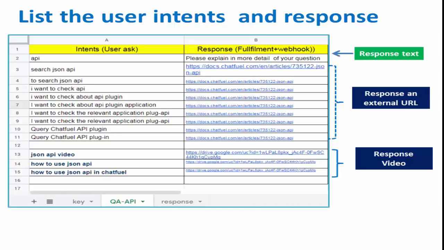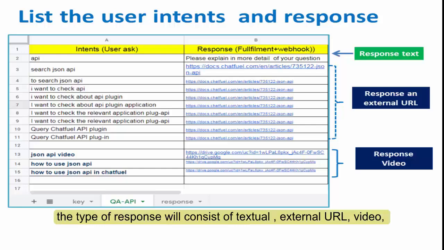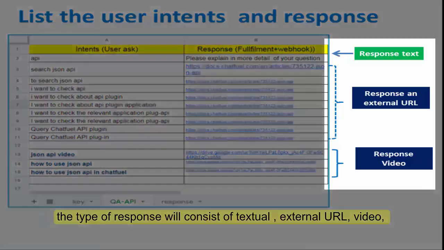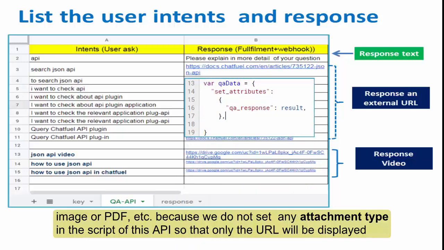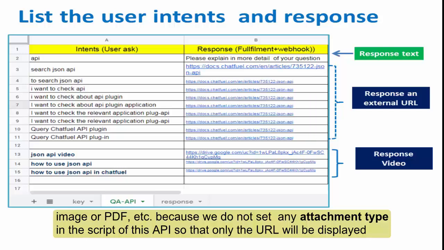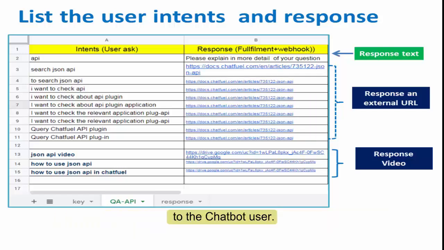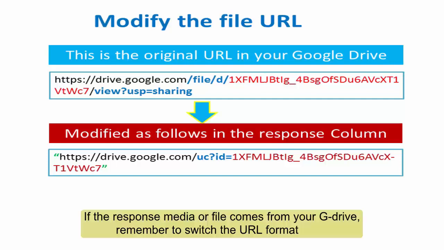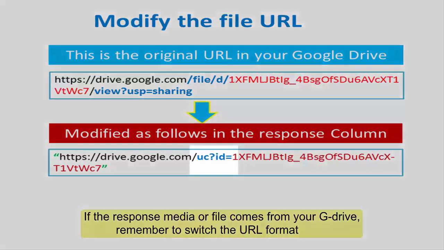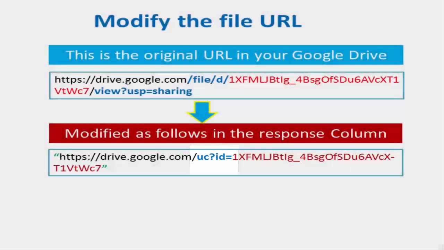In this practice, the type of response will consist of textual, external URL, video, image, or PDF file in your Google Drive. Because we do not set any attachment type in the script of this API, only the URL will be displayed to the chatbot user. If the response media or files come from your Google Drive, remember to switch the URL format as shown here.